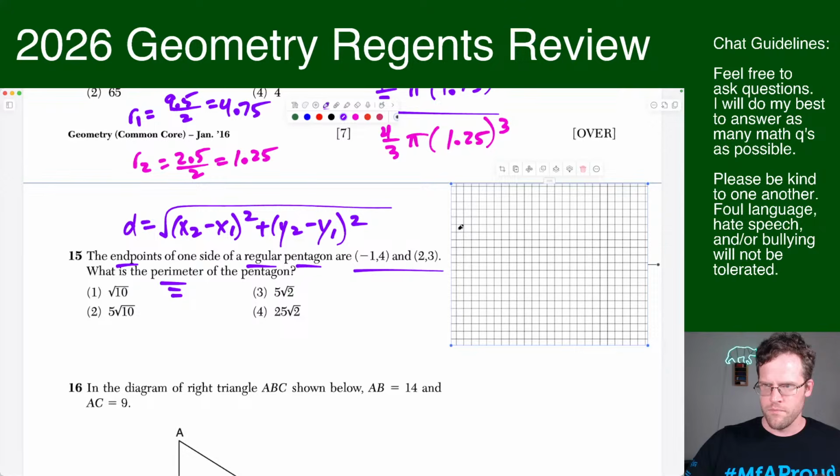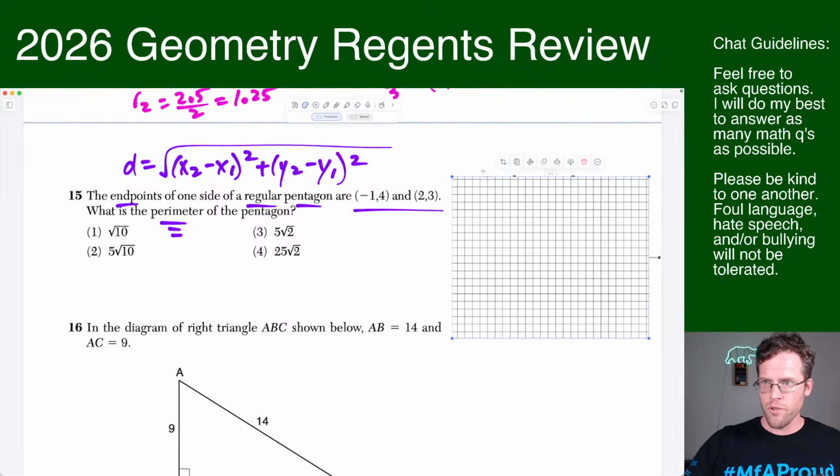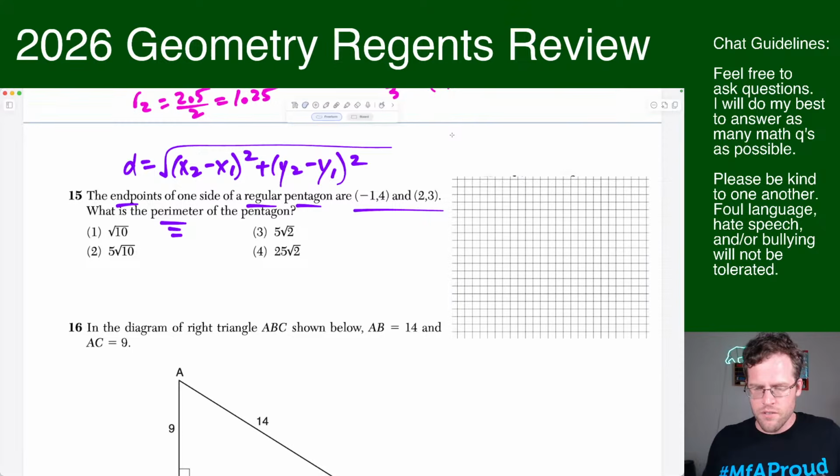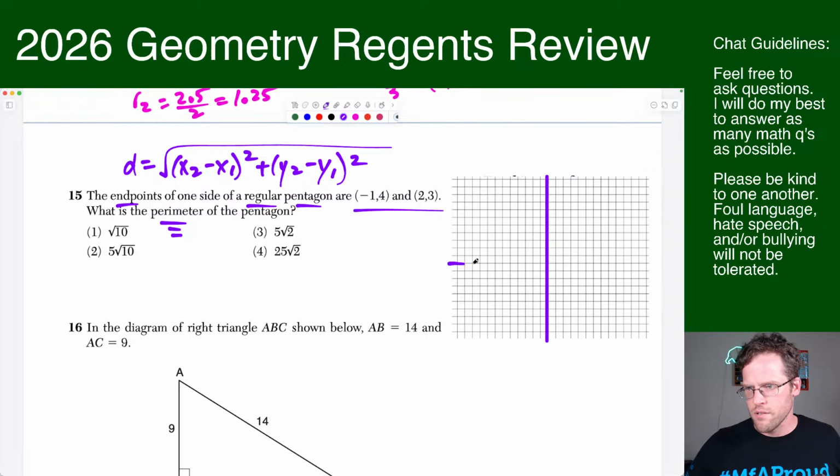Okay, so let's say you don't know the distance formula, or you forget it. You're like, oh no, I forgot the distance formula. So what you do instead is you draw this out. So you go like this, and like this. And you say, all right, -1, 4 is over 1, up 1, 2, 3, 4. And then 2, 3 is over 2, and then up 1, 2, 3.